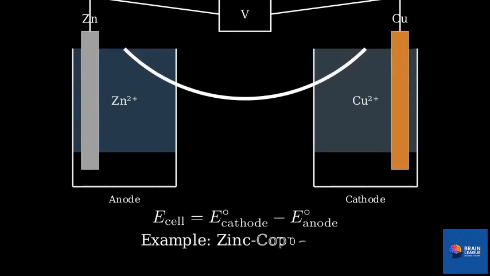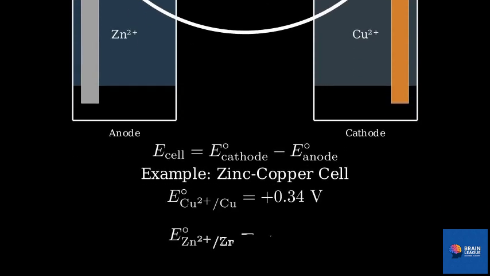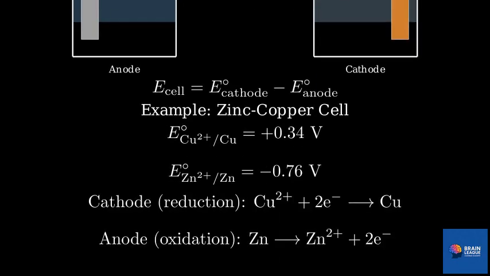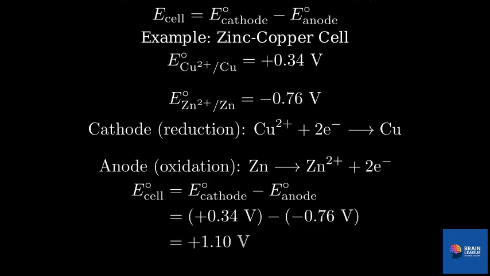We have the copper half cell with a standard potential of positive 0.34 volts, and the zinc half cell with a standard potential of negative 0.76 volts. In our cell, copper is the cathode, where reduction occurs, and zinc is the anode, where oxidation occurs. So, E cell equals E cathode minus E anode, which is positive 0.34 minus negative 0.76, giving us positive 1.10 volts. And that's the essence of electrode potentials in electrochemistry.